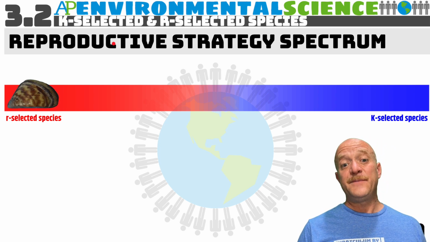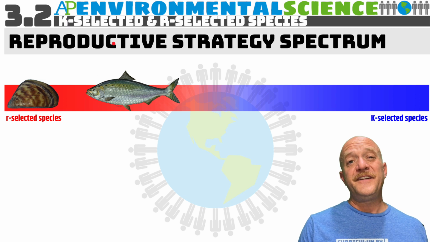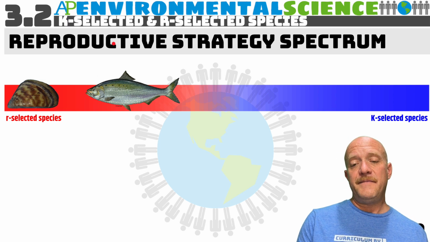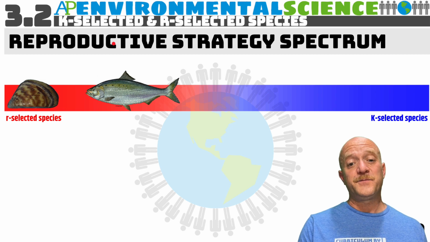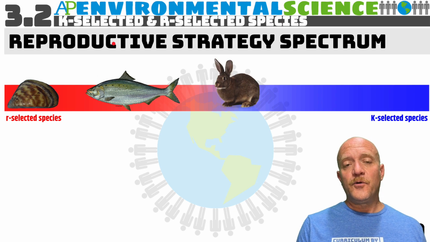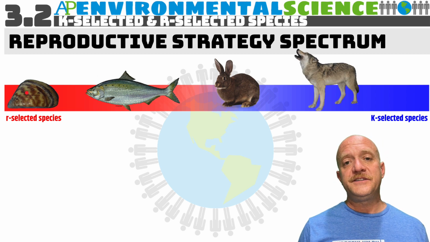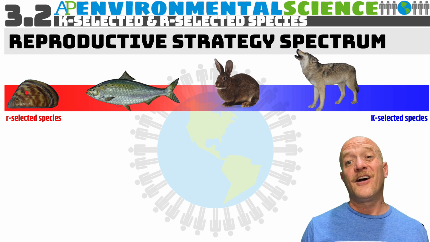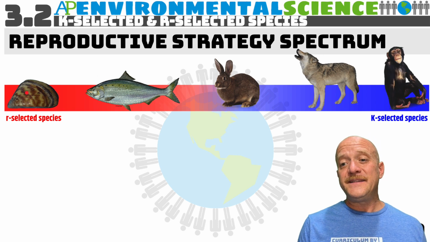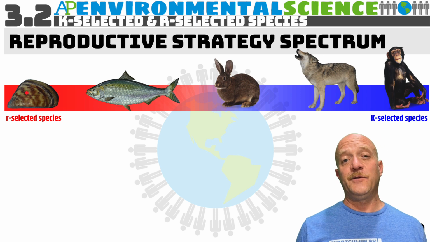Some organisms, like a zebra mussel, are straight R-selected. Some fish might take care of their young and have a smaller number of offspring, so they can be a little bit closer to R, but not quite entirely R. Some organisms like rabbits will take care of their young far longer than a zebra mussel, for example. Then something like a coyote or a wolf is going to take care of their offspring, but they may have a larger number of offspring. And then something like a chimpanzee or a human or an elephant would be very highly associated with a K-selected species.